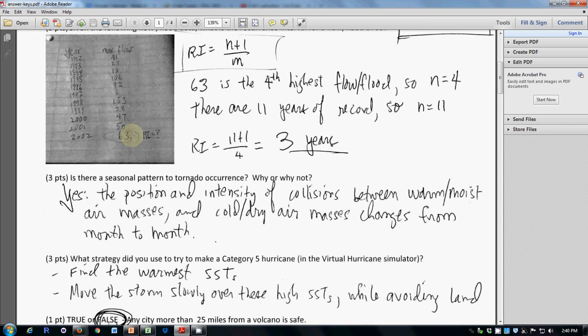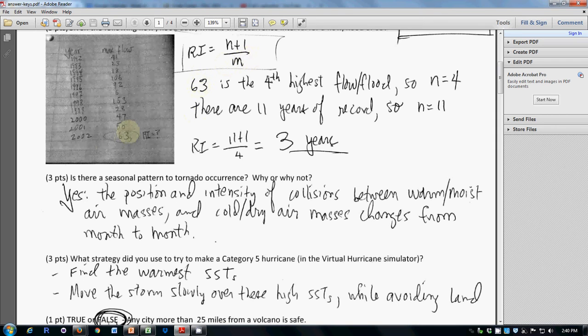Well, first we want to apply this equation, recurrence interval equals n plus 1 over m, which showed up both in lab and in lecture as a useful computation. In this case, n is the number of years of record, and m is the rank of the storm we're trying to analyze.